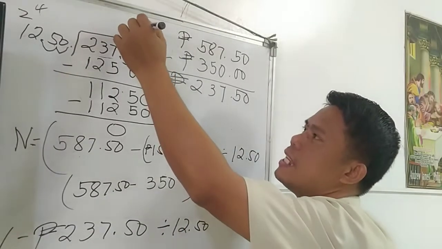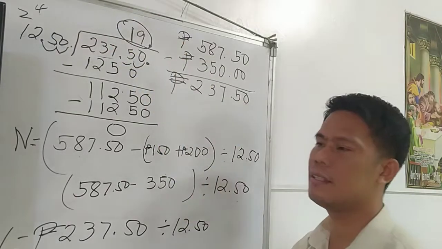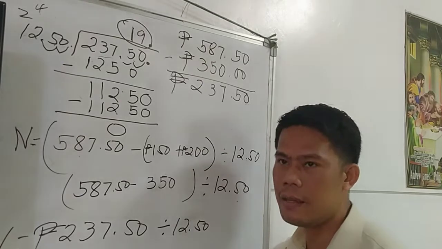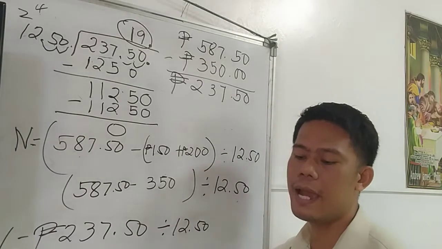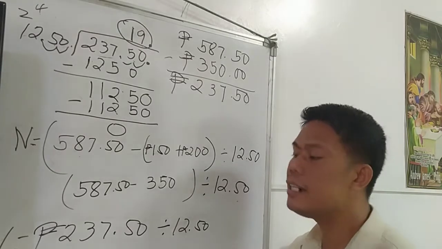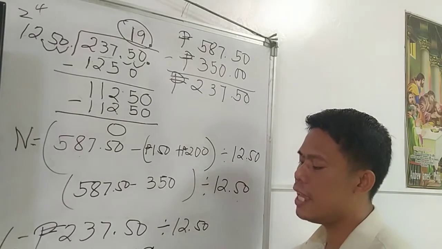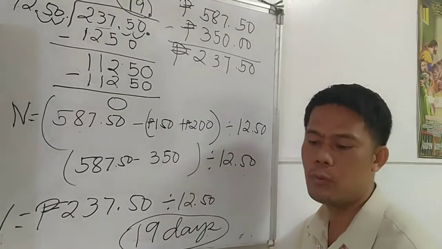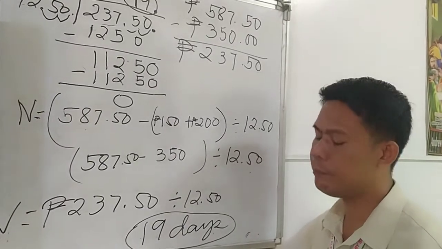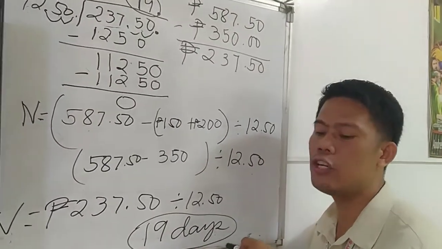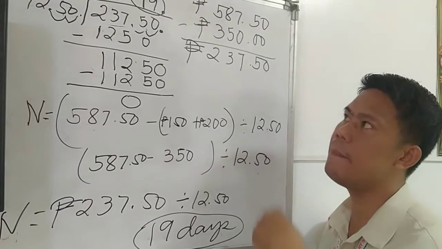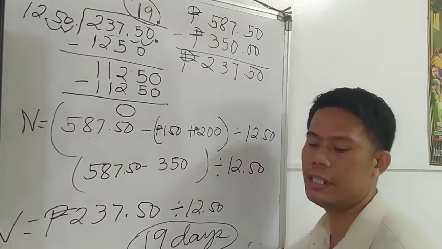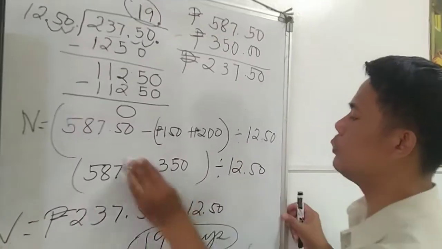Now, our answer is 19. 19 what? The problem asks how long it will take him to save the rest of the money to buy the toy car. So there are 19 days. Okay, so this is now our answer for example number 1. So he has 19 days to collect the money to buy the battery-operated toy car. Now, let's proceed to question number 2.